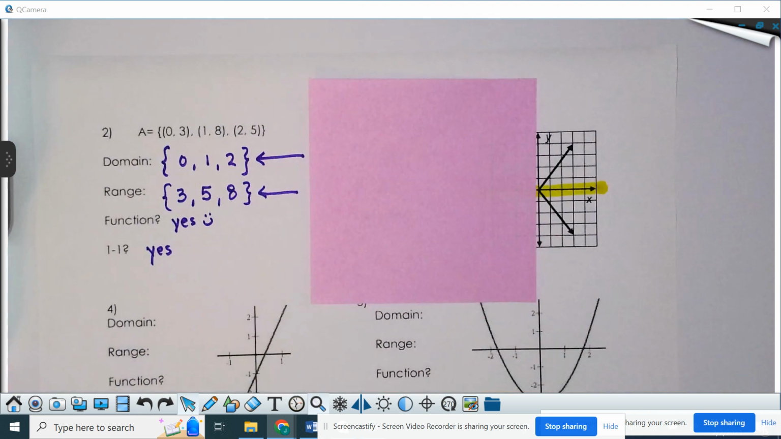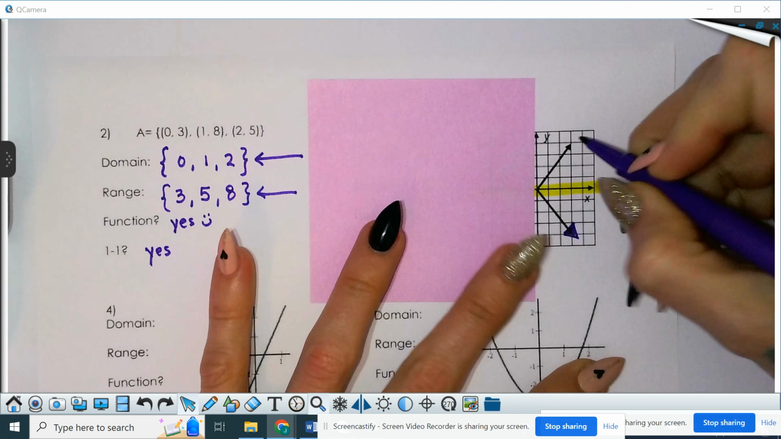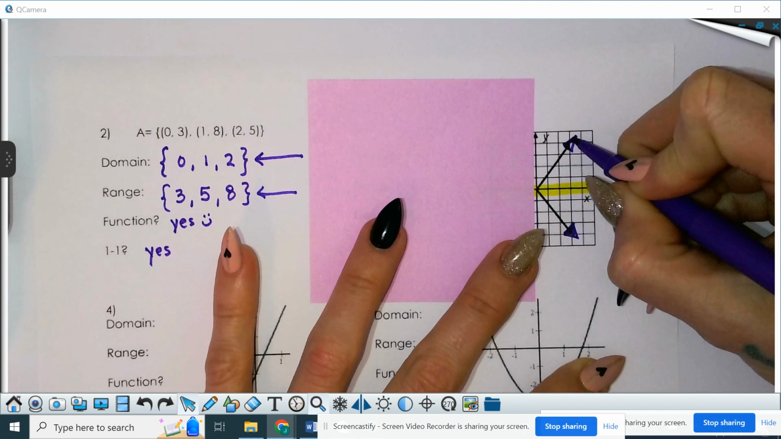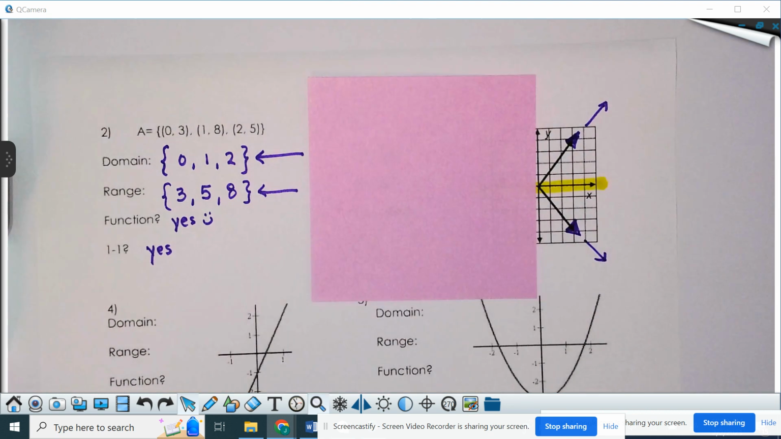And then we have arrows on the end. So with these arrows on the end, that means it goes forever in this direction and this direction. We're just looking at a portion of the function.